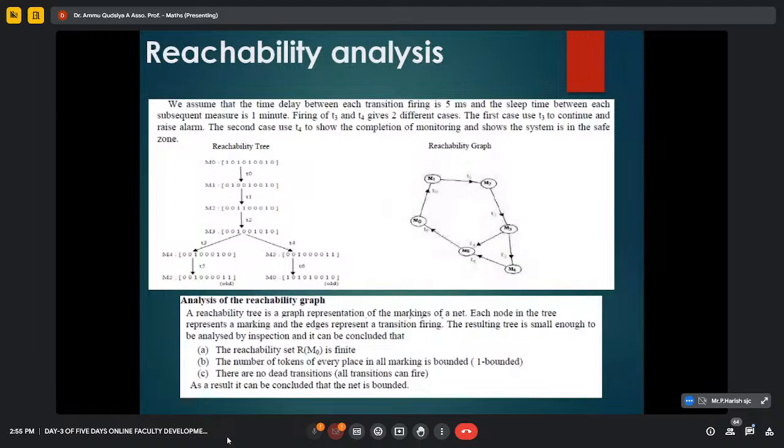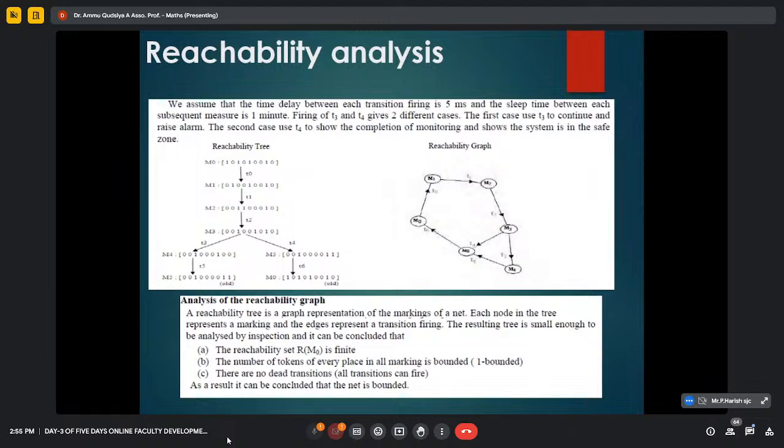When the first transition fires, the token in the system changes. The token will move from one place to another. That is represented in marking 1. And when the next transition fires, the other marking will be there. So this is drawn as a reachability tree, and from this reachability tree, I have drawn the reachability graph.